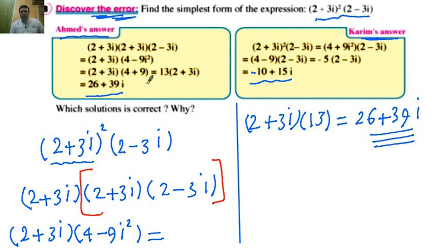The students who write as we write, or answer as we answered, have the right answer. The first equals 26 plus 39i, as we answered the question. The second equals negative 10 plus 15i.